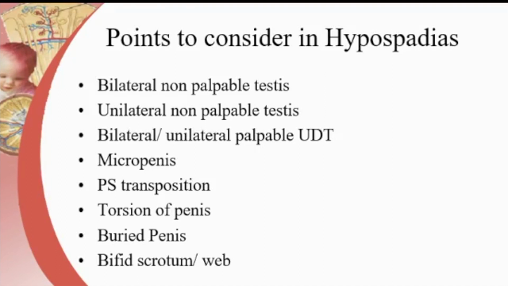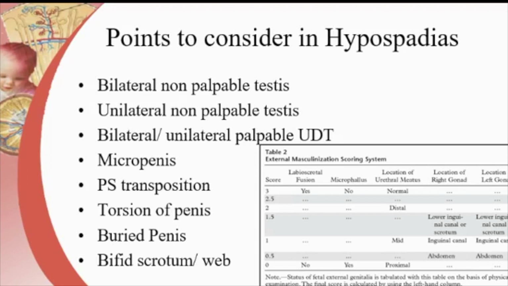I will not go into the full discussion of this, but what you need to be aware of is there's a thing called the external masculinization score. The total score is 12. There are 3 points for labioscrotal fusion, 3 points for microphallus, 3 points for the location of the urethral meatus, and 3 points for undescended testes, 1.5 for the right and 1.5 for the left. If somebody gets 12 points, then that is a complete male phenotype. If the score is less than 7, then you may have to evaluate them for DSD.